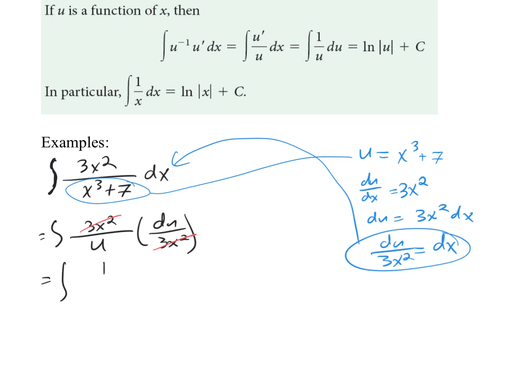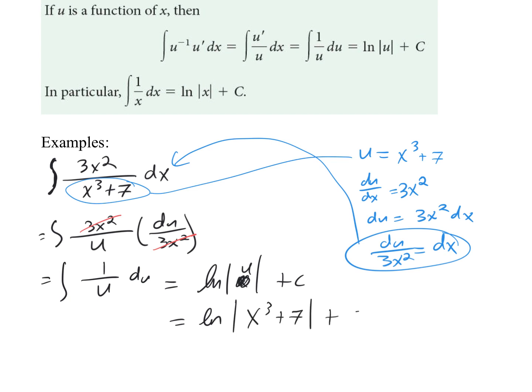So now it's the indefinite integral of 1 over u du. And we would ask ourselves, well, what function gives me 1 over u as its derivative? It's got to be the natural log of the absolute value of u. I'm sorry, I'm used to saying x instead of u, plus c, but we don't want our final answer to be in terms of u. We want it to be in terms of x. So I'll sub that back in. This is the natural log of the absolute value of x cubed plus 7 plus c.